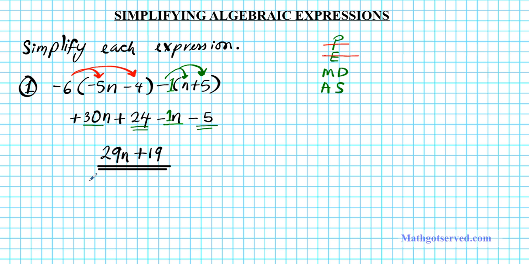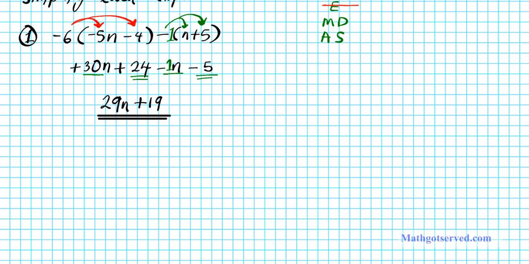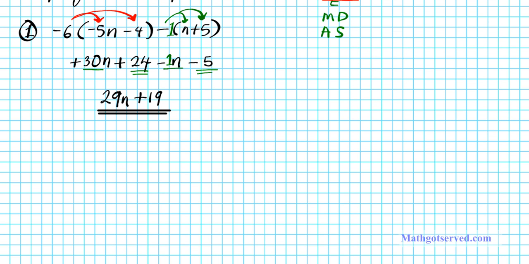All right, let's take a look at another example. Problem number 2. We're going to be simplifying algebraic expressions involving fractions. Okay, for number 2, we have -3 over 2x plus 5 over 3 times x minus 4 over 3.